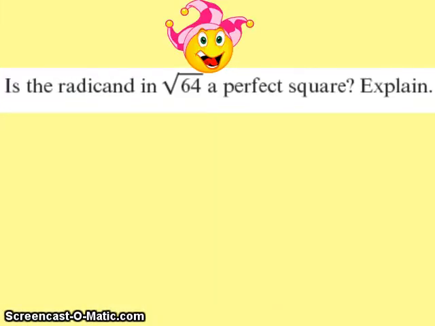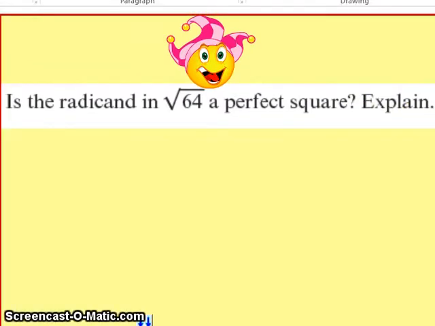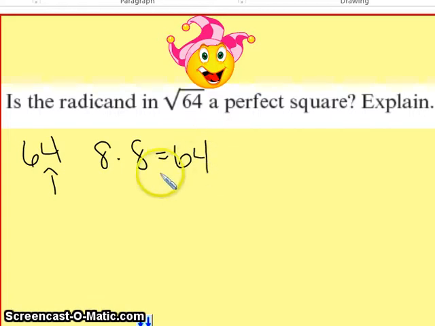Here's another example. Again, this one needs to be in your notes. It says, is the radicand in the square root of 64 a perfect square? And explain. So we look at the radicand of the square root of 64. Here our radicand is 64. Notice that it ends in one of those magic numbers that a perfect square can end in. So it's a good candidate. Now, is there a number that we can multiply by itself and get 64? Well, we know, as we just talked about in the last slide, that 8 times 8 equals 64, or 8 squared equals 64. So this one is a perfect square.